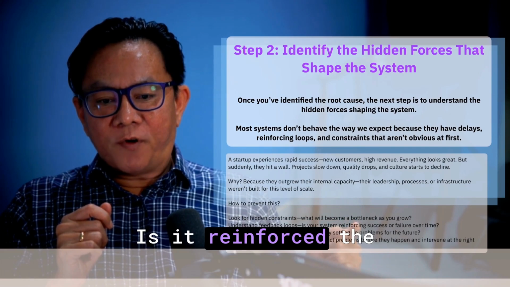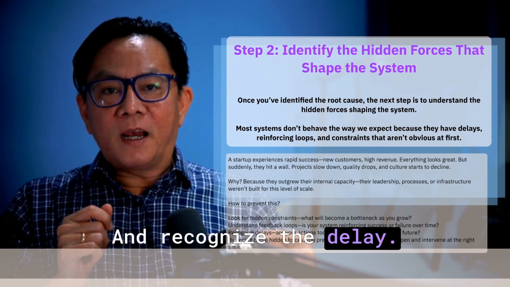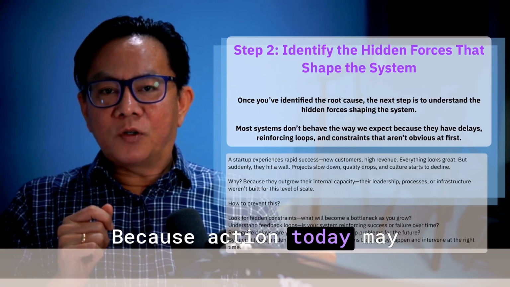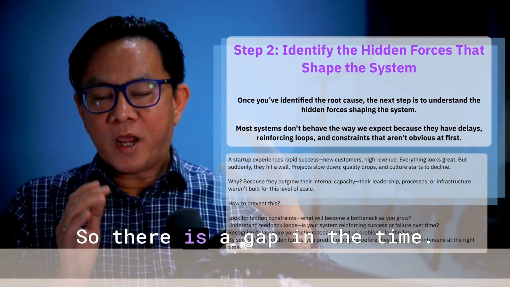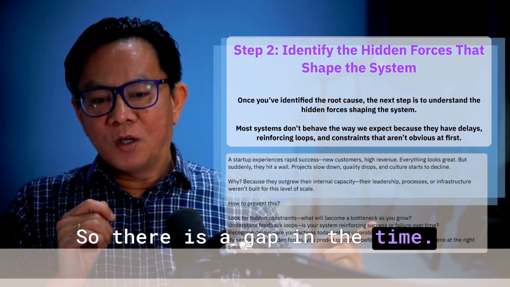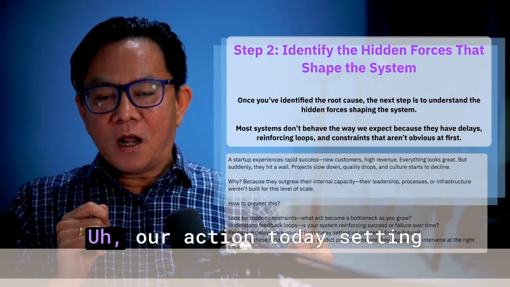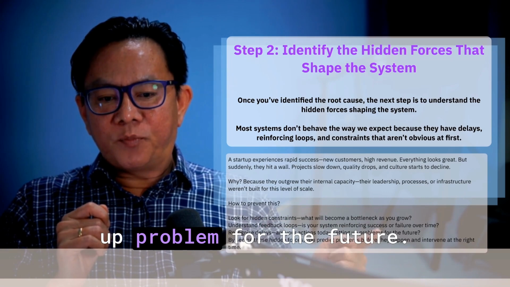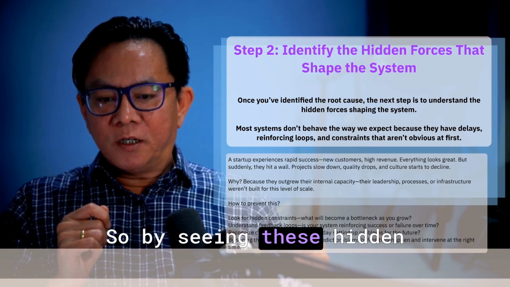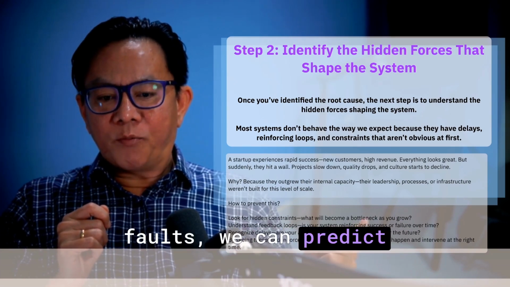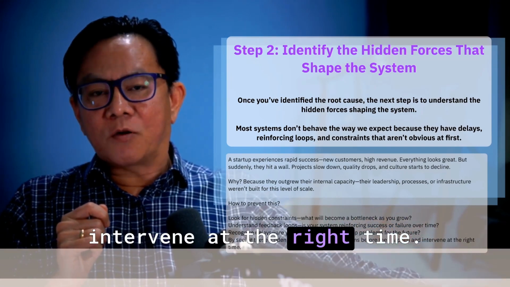Does it reinforce success or failure? And recognize the delay, because an action today may not be effective right away. So there is a gap in time. So we have to check the delay. Are our actions today setting up problems for the future? By seeing these hidden forces, we can predict problems before they happen and intervene at the right time.